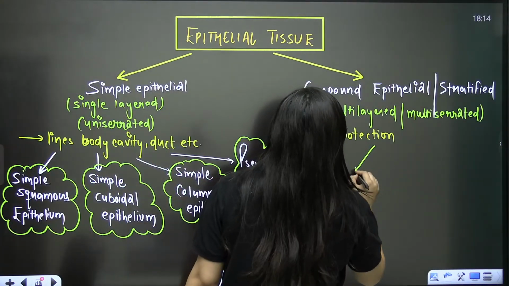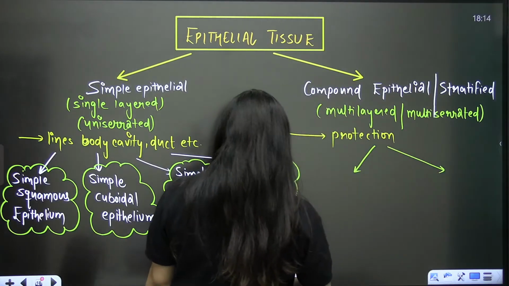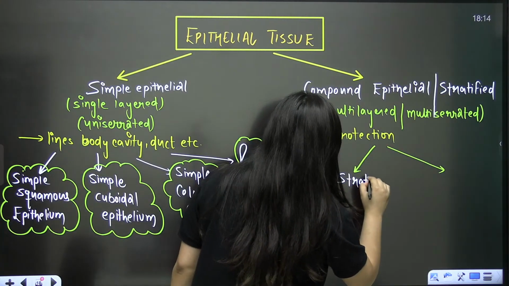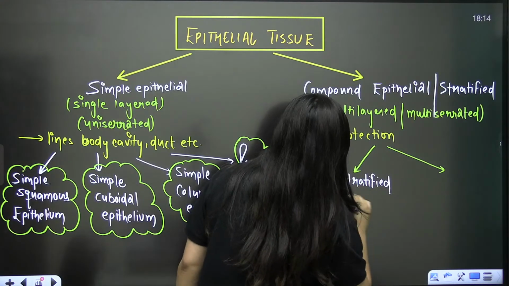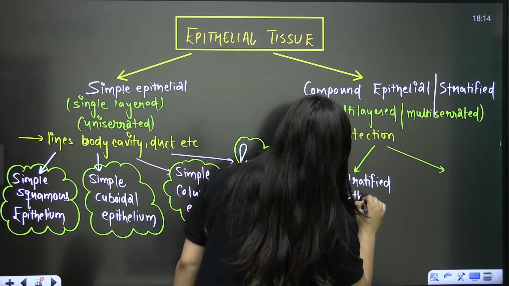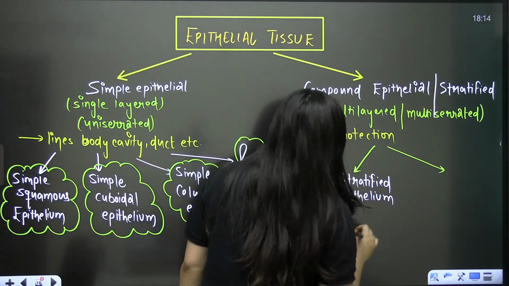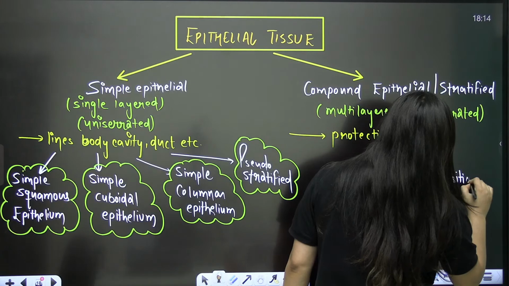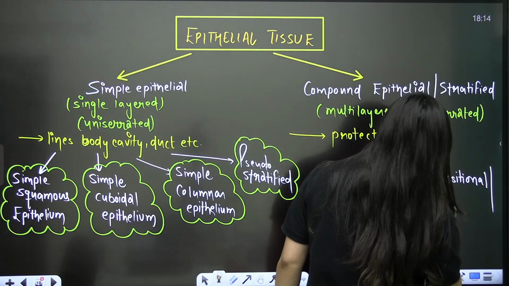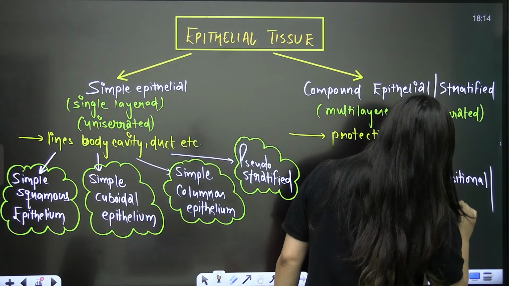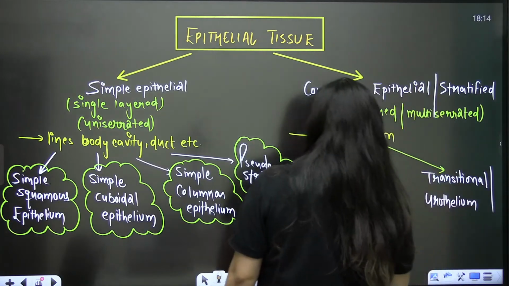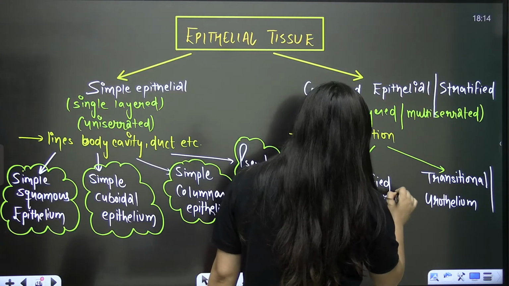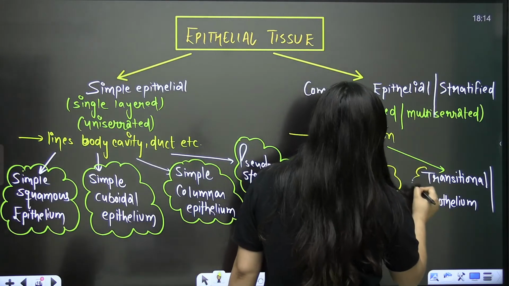Here you will see two types. One is stratified epithelium, which will include your stratified columnar and all. Another is transitional epithelium, which is also known as urothelium. So this is what we need to study, and that is how we are going to divide this epithelial tissue.